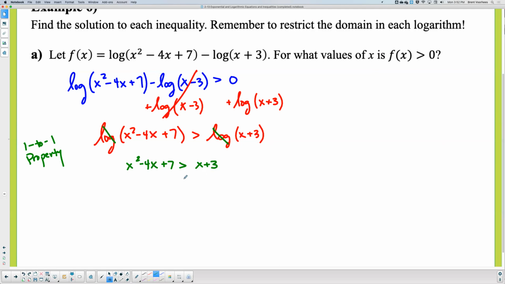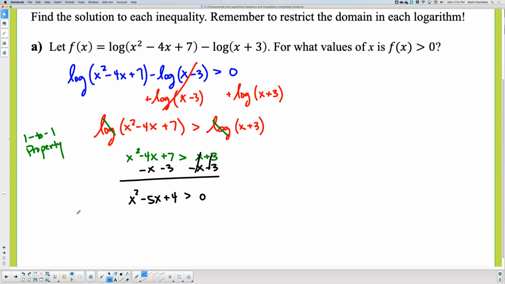And what I'm going to do now is set this back equal to 0. I'm going to subtract an x from both sides, and I will subtract 3 from both sides. And so I want to know, where is x squared minus 5x plus 4 greater than 0?